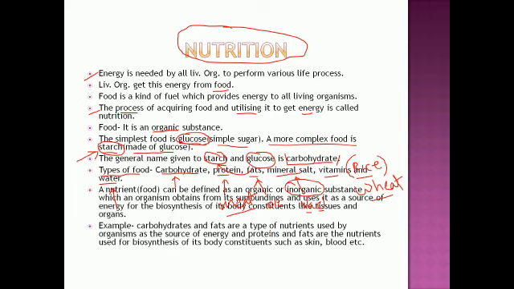Okay, here is an example, let's read this. Carbohydrates and fats are a type of nutrients used by organisms as the source of energy, and protein and fats are the nutrients used for biosynthesis of its body constituents such as skin, blood, etc. Now by this, what did you understand? We know that we have got basically three major types of food. The first one, as I have already told, is carbohydrate. The second one is fat, and the third type is called protein. Now carbohydrate and fat basically give energy to our body.